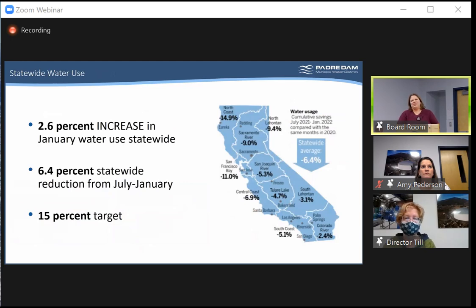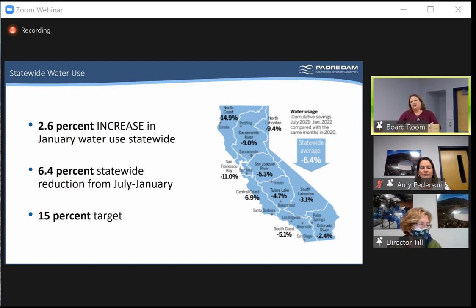So, statewide water use: this is part of where we're seeing the state is going to take some action. We don't know what that action looks like yet, but this information is really important as to why. That bottom bullet point, the 15%, is the target that the governor gave to the state back in July of 2021. Since then, we have only seen a 6.4% statewide reduction. And in January, we saw a 2.6% increase in water use compared to 2020.